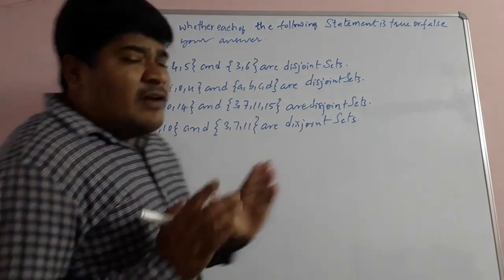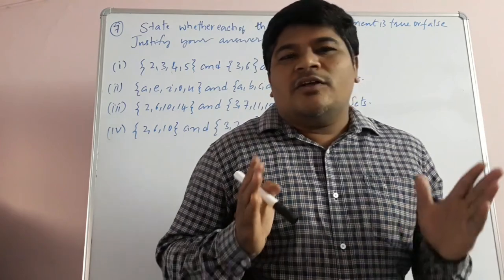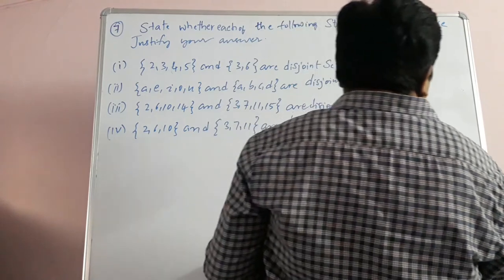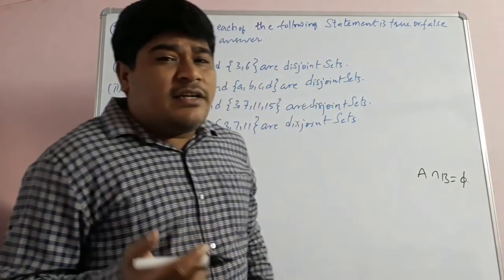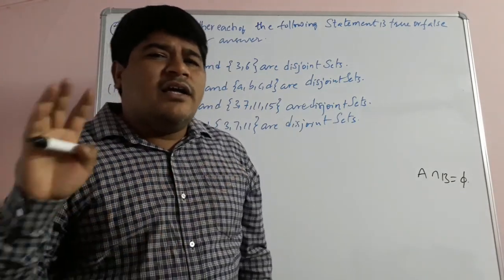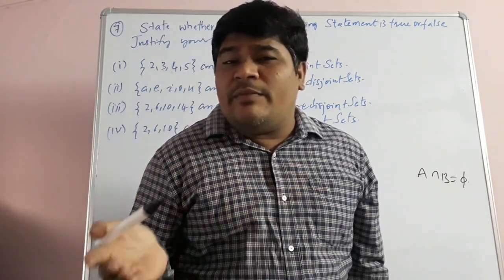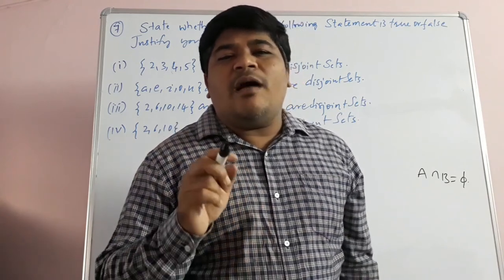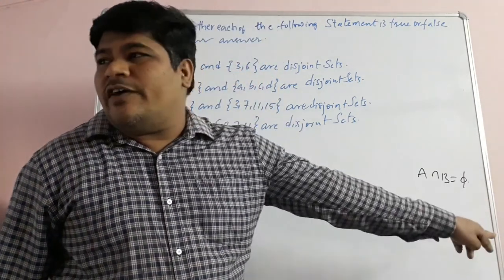So children, first of all, what are the disjoint sets? Children, suppose set A is there, set B is there. So two sets are said to be disjoint sets if A intersection B is equal to phi. We learned it already. Means what, children? A intersection B is equal to phi means there are no common elements. In the given two sets, if common elements are not there, means those are said to be disjoint sets. A, B are said to be disjoint sets if A intersection B is equal to phi.